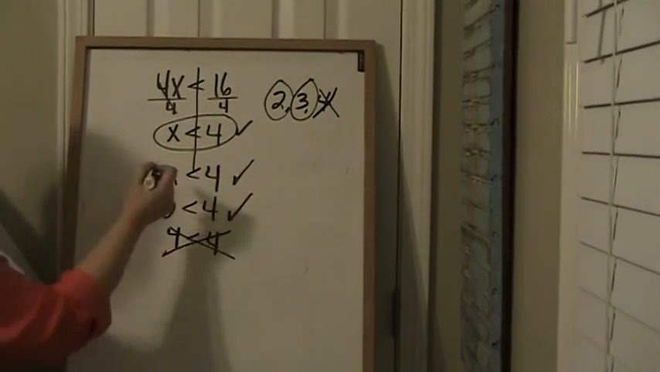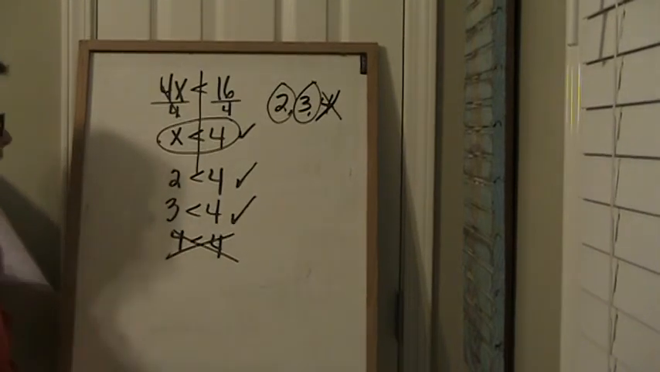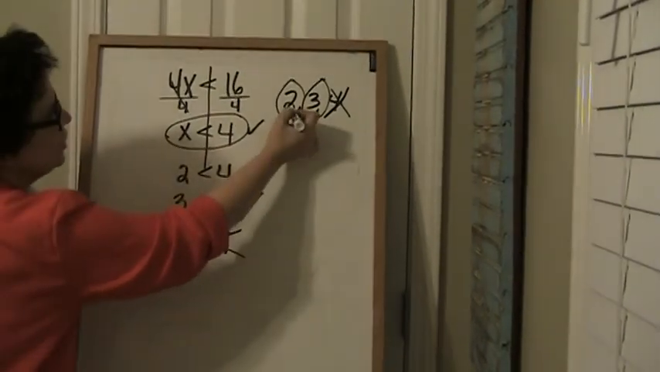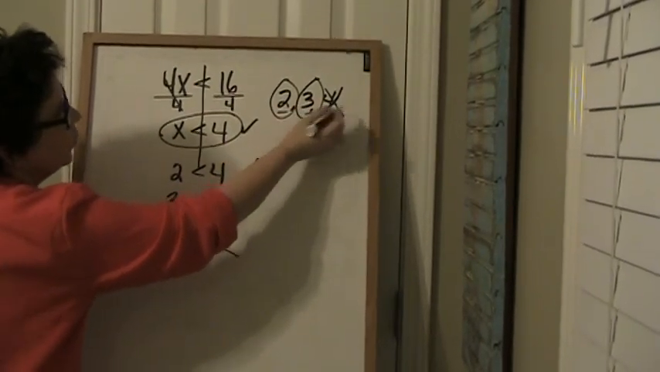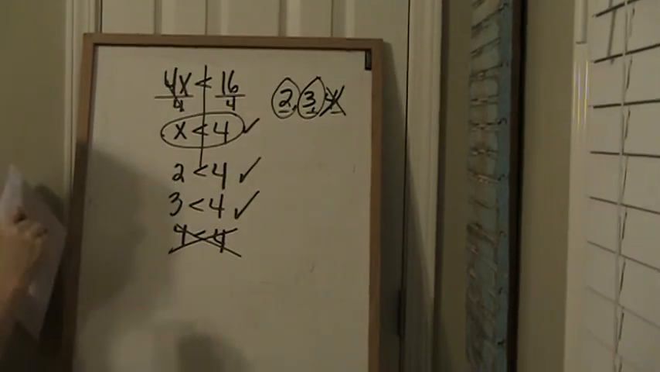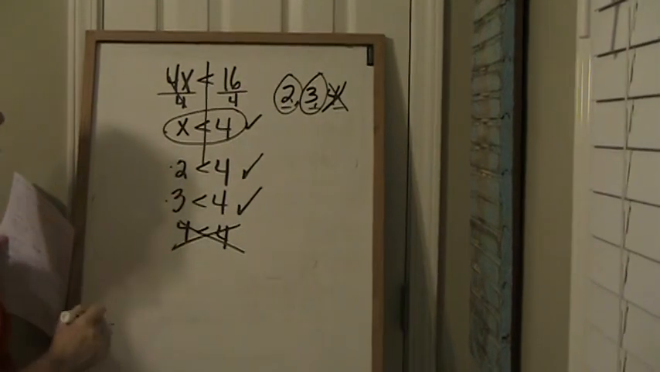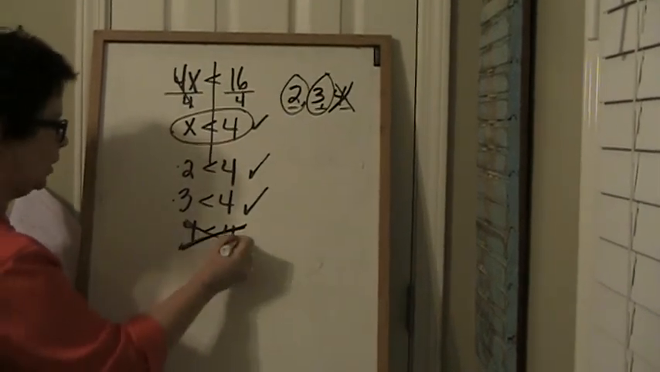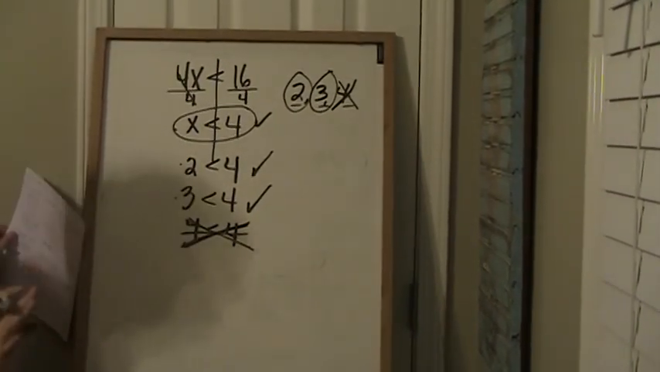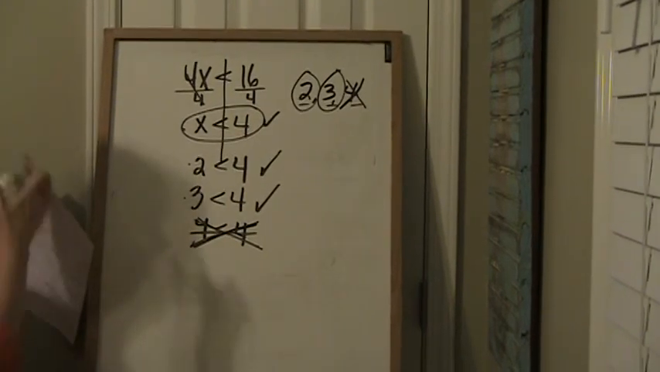Okay, so Jennifer solved her inequality correctly, but when she said 2, 3, and 4 were solutions, she was incorrect because only 2 and 3 are solutions and 4 is not. Pretty good job, Jennifer, but not quite all the way.